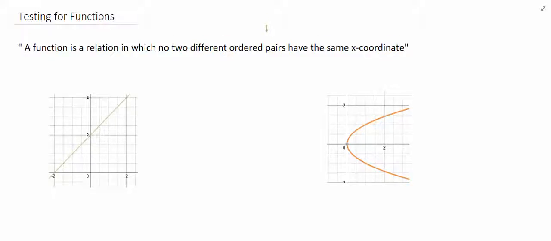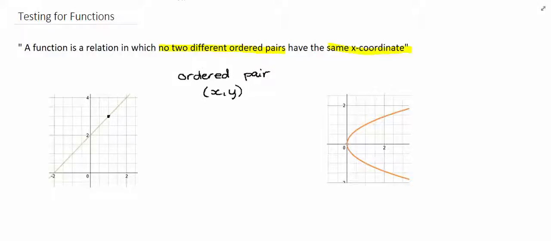What we're going to have a look at now is what it means when we say a function, and then how we can tell if a particular relationship is a function. So a function is a specific case of a relationship where no two different ordered pairs have the same x coordinate. What we mean when we say ordered pair, it's basically any point on the graph.